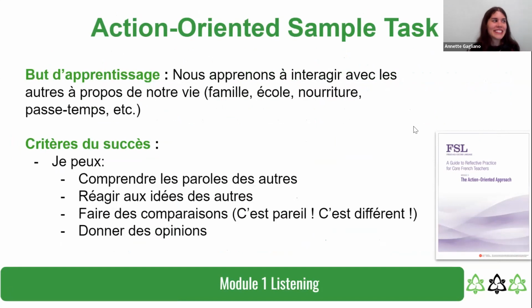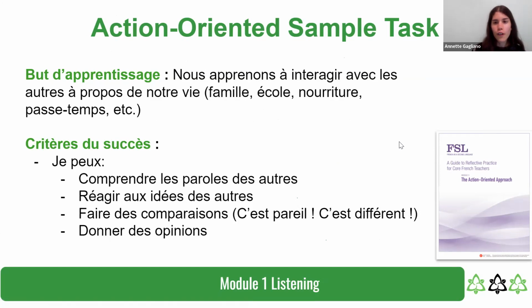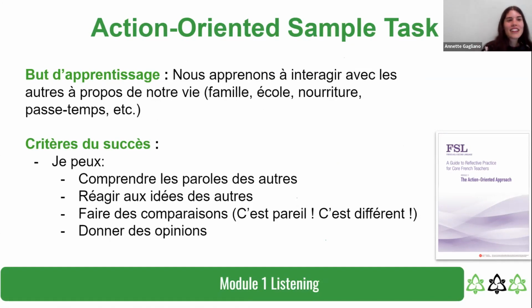So let's have a look at our sample task. It's a sample action-oriented task. And for those who aren't familiar with the action-oriented approach, Transforming FSL has a great guide to explain that for all FSL teachers about how the action-oriented approach can be applied in classrooms. So for our task this evening, we are going to be looking at our learning goal. And that is that nous apprenons à interagir avec les autres à propos de notre vie. Par exemple, notre famille, école, nourriture, passe-temps, etc. So we're going to talk about interacting about a familiar topic, our life, which can include family, school, food, and our hobbies, for instance.